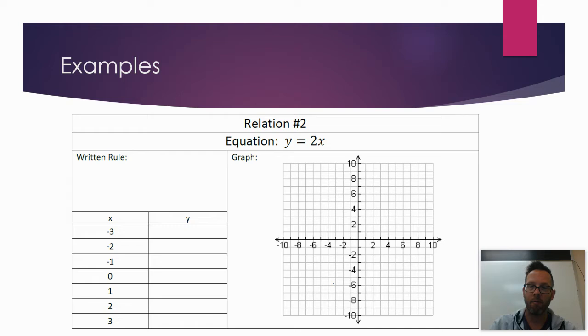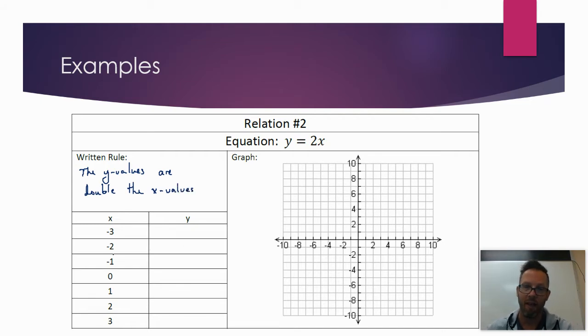Let's look at this next relation. How about y equals 2x? Well, what's the rule for this equation? It's saying the y values are double the x values. Double the x values, twice the x values, times 2. They all mean the same thing. But that's a pretty easy rule to use.